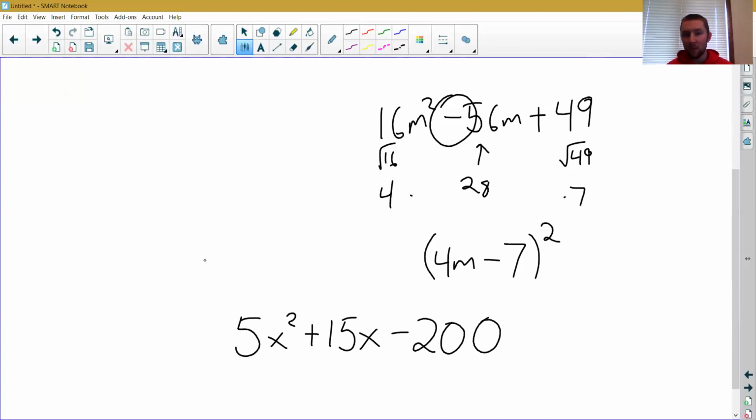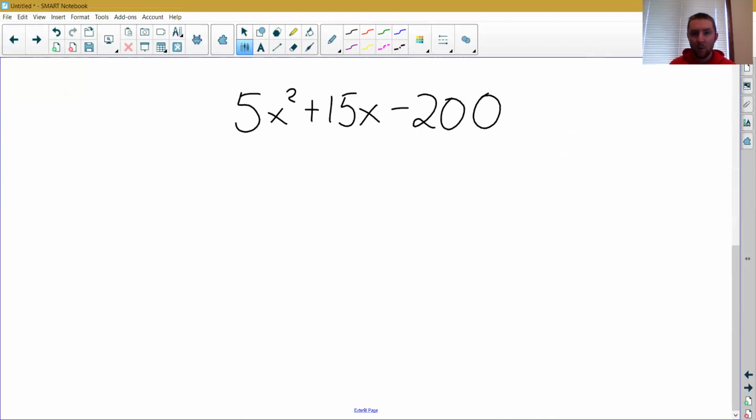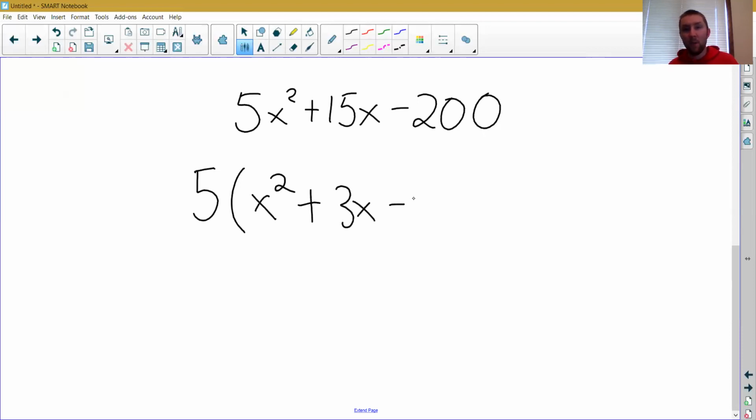Right? Again, this looks like a complicated version of the window method until we realize that each of these terms, 5, 15, and 200, can all be divided by 5. So I basically go back to what we did in lesson 8.2, where I'm just factoring out that greatest common factor, right? 5 is the greatest common factor here, and then I just have x squared plus 3x minus, that would be what, 40?